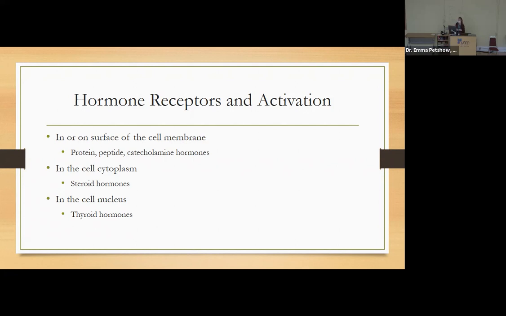So typically, all of our hormone receptors are on the outside of the cell membrane. This is for our protein, peptide, and catecholamine hormones, so that norepinephrine and epi. For steroid hormones, they're in the cell cytoplasm, so that's a difference. Why do we think that's the case? They can cross the border, exactly, because they're lipid-based, they're fat soluble, so they can get through and they can actually get into the cell. They don't have to bind externally. Some still do, but they can get in.